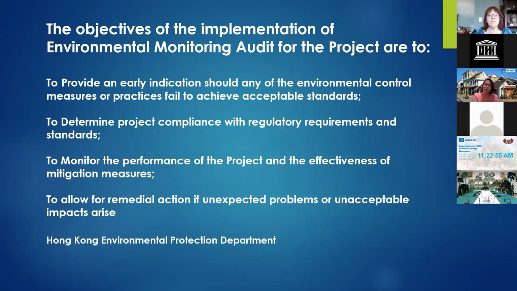So the objective of the implementation of environmental monitoring and audit for the project are a few things here. I'll just run quickly. This is a quotation from Hong Kong. To provide early indication should any of the environmental control measures or practices fail to achieve acceptable standards. So this is saying, early on, we can see if something isn't working properly and we can fix it. So again, determine compliance with the regulatory requirements and standards, to monitor the performance, and to allow for remedial action in case something unexpected occurs.